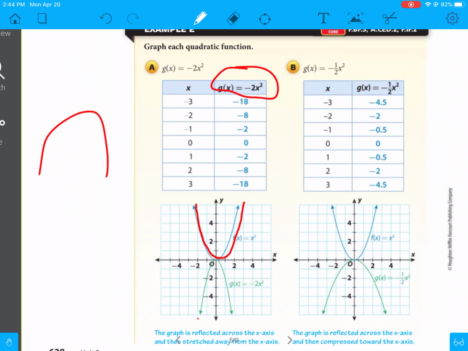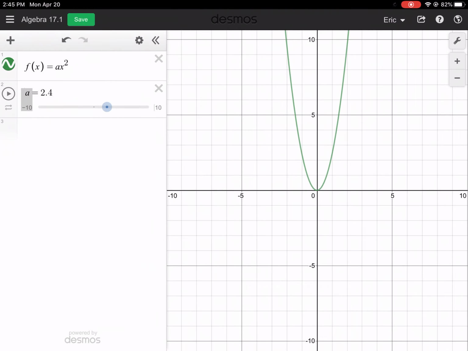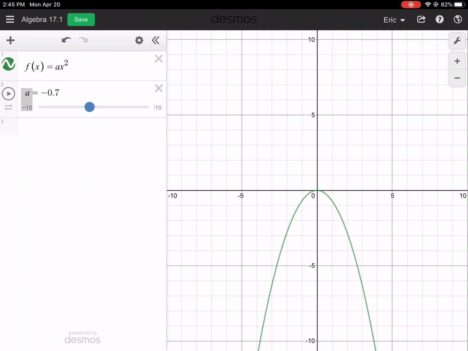And then letter B, you can tell that that's also going to be a compression because it's -1/2. So it's between 0 and -1. And then it's going to open up going down. And like I said, if you ever need to, just go on to Desmos and you don't feel like graphing, let's do -0.5. There you go. So you can graph that.